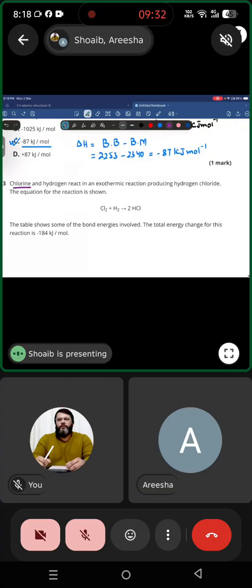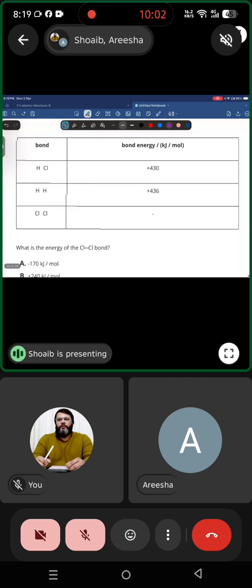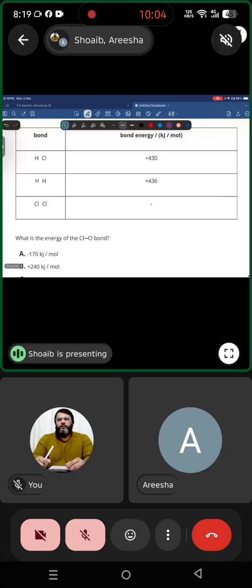Chlorine and hydrogen react in an exothermic reaction producing hydrogen chloride. Here is the equation for the reaction. The table shows the bond energy involved. The total energy change for this reaction is a delta H value. Now, what they are asking on the other page is the energy of the chlorine. So this one is missing here.